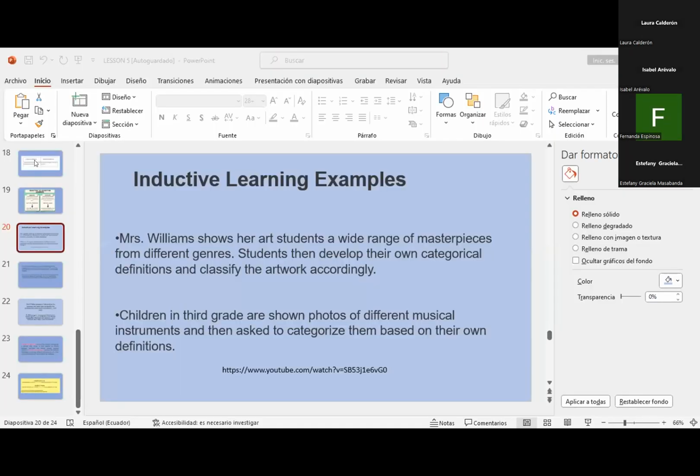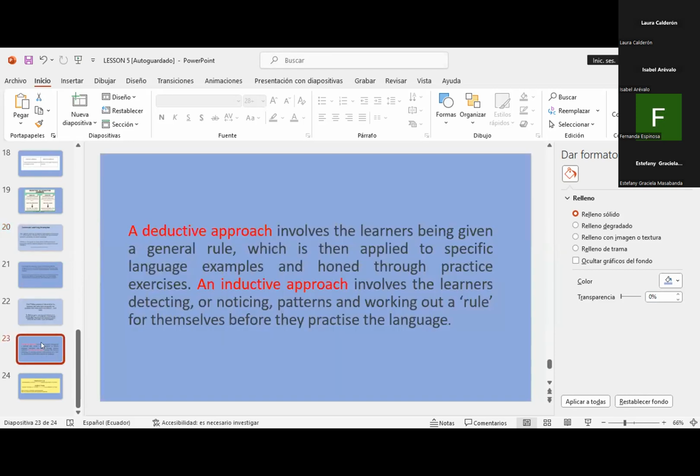Maybe it was inductive. She didn't introduce the rules and the structure. Remember that the engage is, forget about engage. The engage is another thing. But then after the engage, how did she start the class? I think that she used both inductive and deductive. At the beginning, it was inductive.